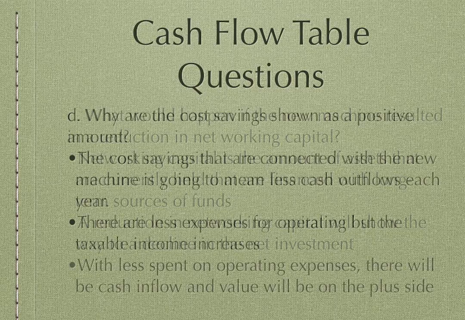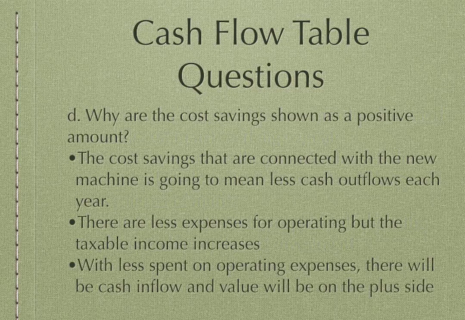And question D, why are the cost savings shown as a positive amount? What our textbook talked about is that the cost savings connected with the new machine are going to mean less cash outflow each year. There are less expenses for operating, but the taxable income increases each year. With less spent on operating expenses, there will be a cash inflow and the value will be on the plus side. So those are the four questions that I worked with for my version of question 13.